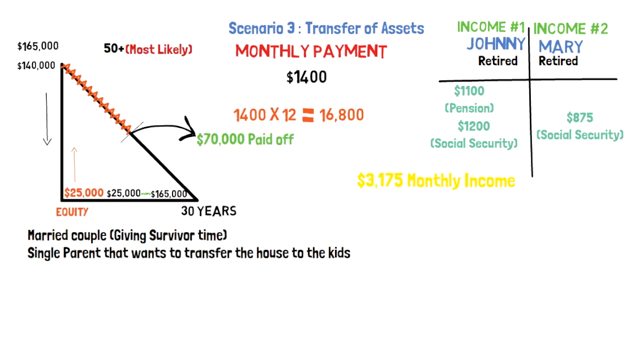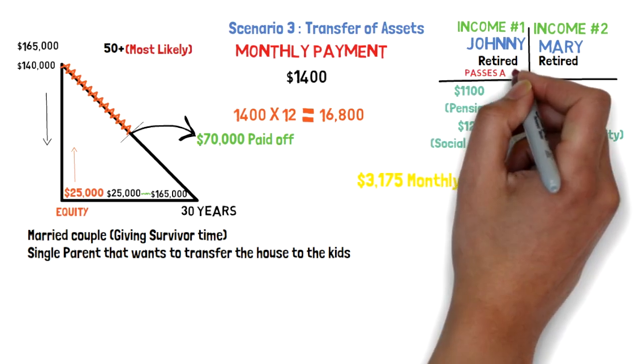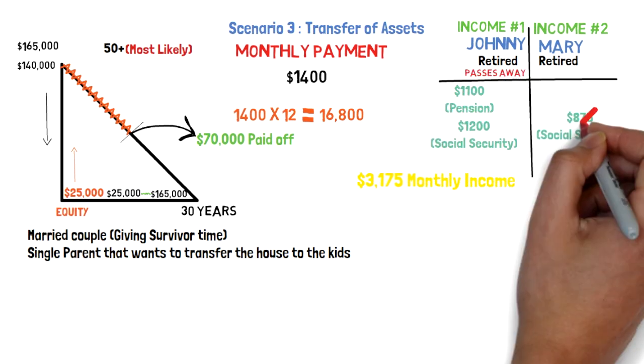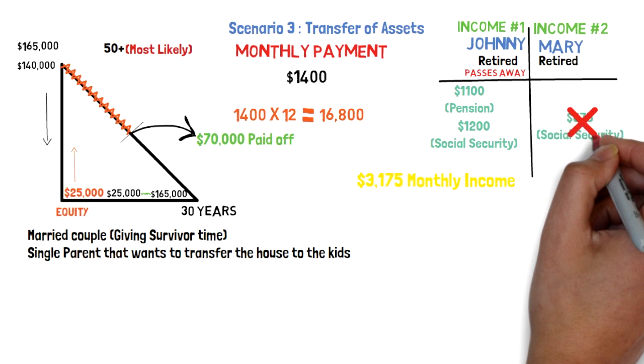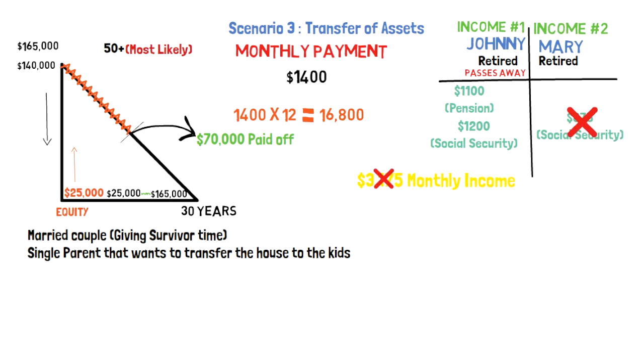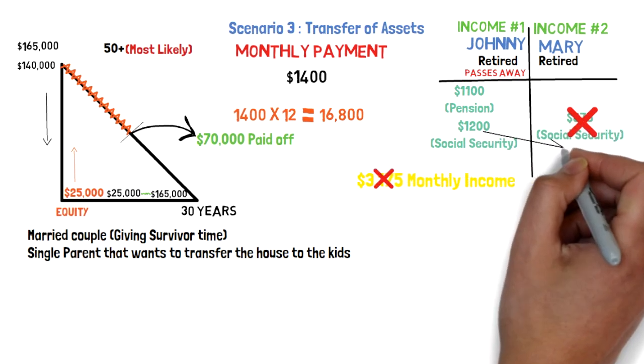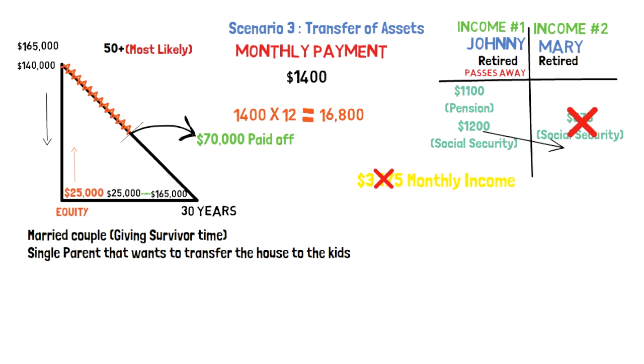So now Johnny and Mary have paid off half the loan and they have an additional $70,000 worth of equity in the house. Now Johnny passes away. So now Mary's going to lose the $875 because she loses the lower of the two Social Securities. She's going to gain the $1,200, but she is going to lose the $875.